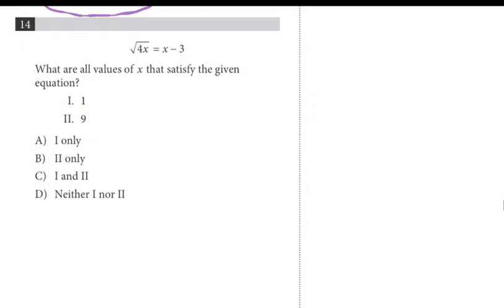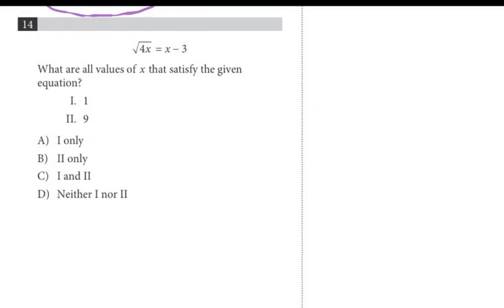The square root of 4x equals x minus 3. What are all values of x that satisfy the given equation? Well, it gives us two possibilities. We could solve this, and when solving it, I'll show you that you actually get 1 and 9 as your answers, but one of them is an extraneous solution. So let's do that, even though the easiest way to do this question is just to plug the two numbers in. Let's plug in 1 and let's plug in 9, see which one works, and then I'll show you the other way just to know how to solve a radical equation if it were a more difficult question.